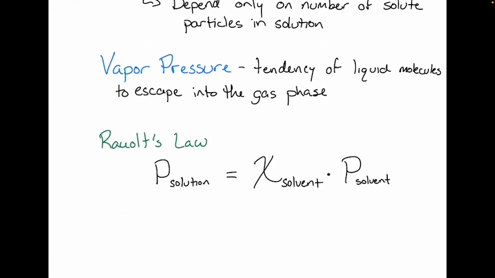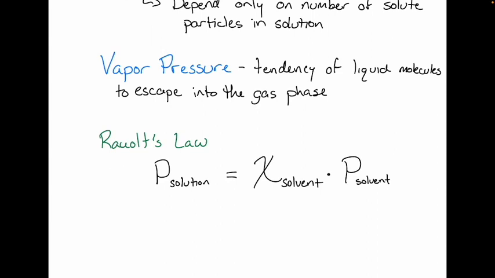Is the vapor pressure of the solution going to be greater than or less than that of the solvent? If this number here is less than 1, let's put in a number less than 1, 0.5. Are we going to get a number bigger or smaller than the vapor pressure of the solvent? Smaller, right? So anytime you create a solution, the vapor pressure of that solution is necessarily going to be less than that of the solvent all by itself.